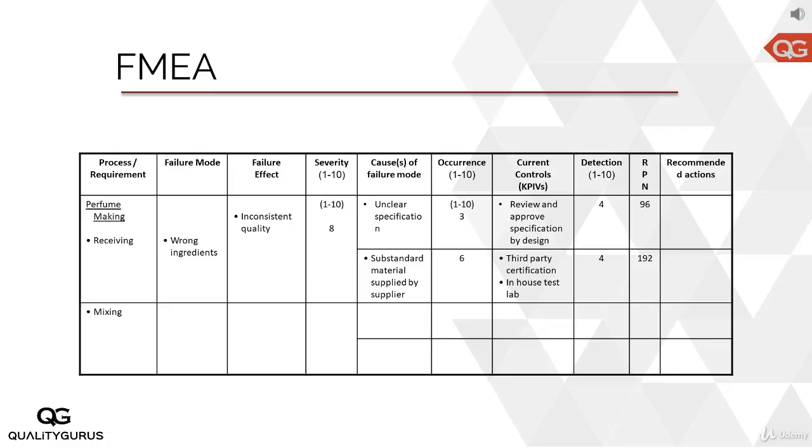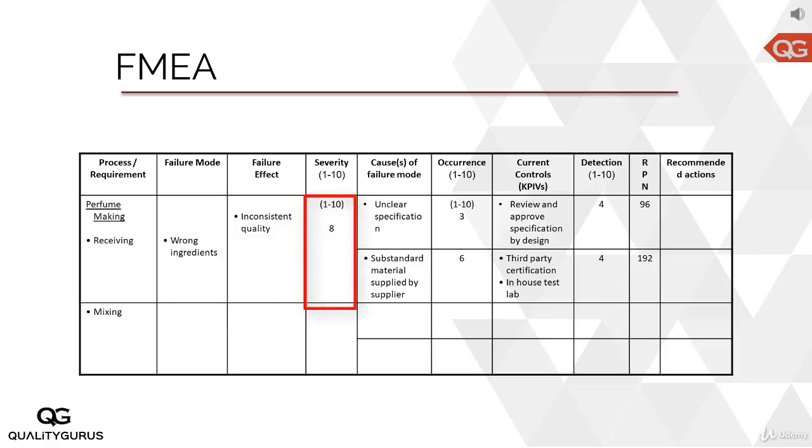And what are the failure modes in that? Let's say one failure mode could be wrong ingredient. So someone gives you the wrong input when it comes to perfume. And what would that lead to? That would lead to inconsistent quality. So you don't get exactly the thing which you want. If there is a change in that, that will lead to poor quality of the product which you are making, which is perfume in this case.